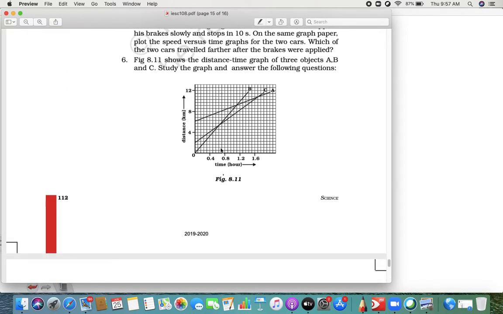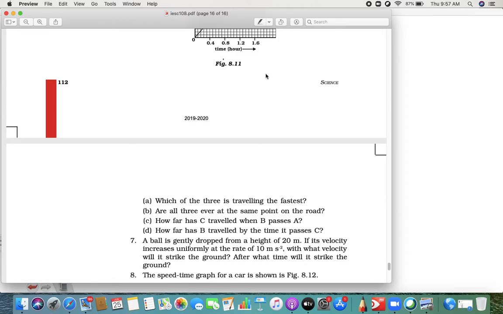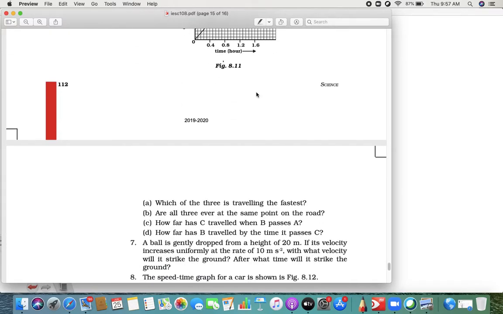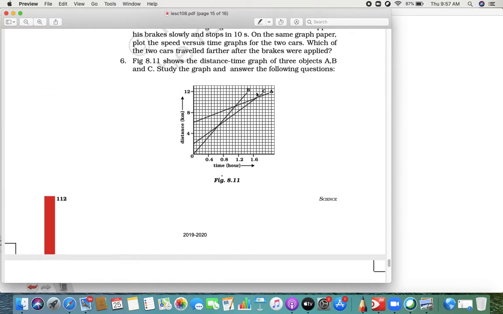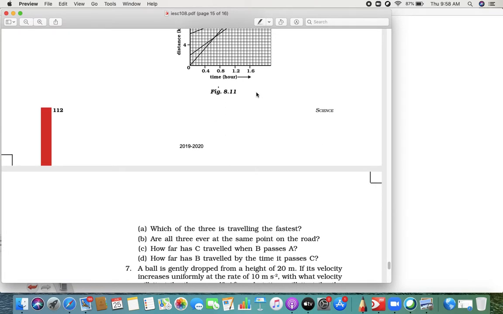If you see this question, it has given a graph. The question is, which of the three is traveling the fastest? Now, if you see here, there are three objects, right? And they were being plotted on a distance versus time graph. Anyway, a straight line informs us that it is a uniform motion, but we have to compare these three motions A, B, and C, right? The first question asks which of the three is traveling the fastest.